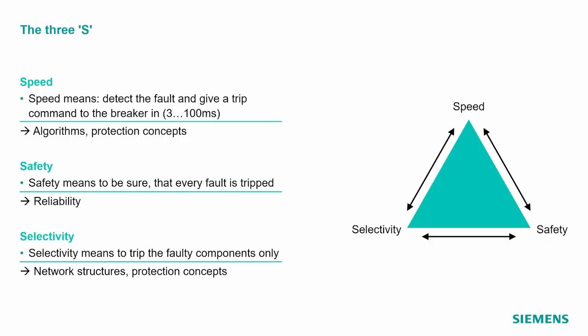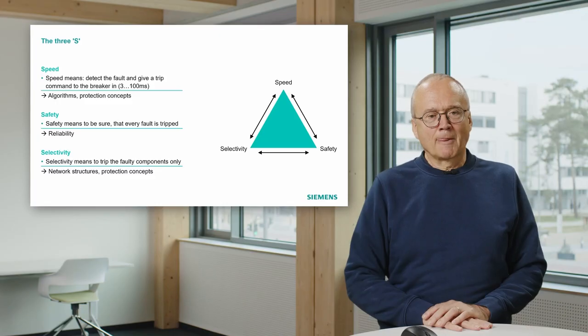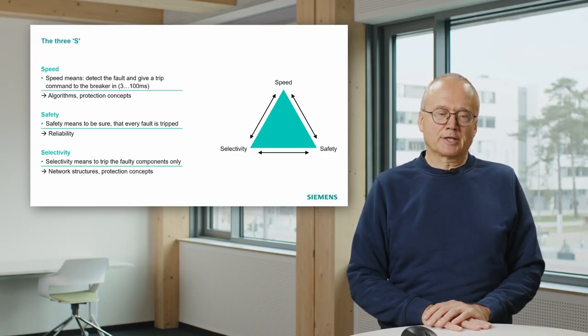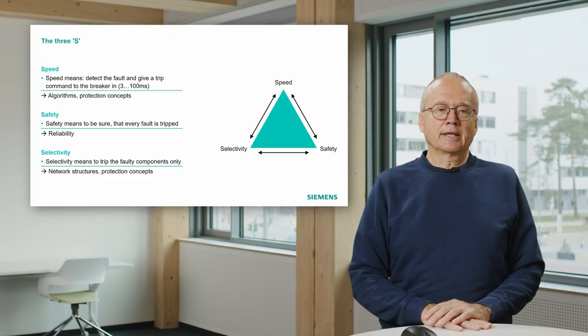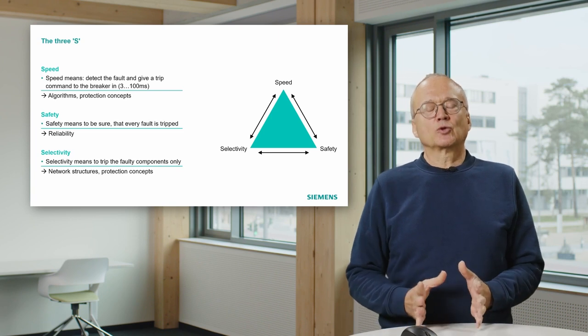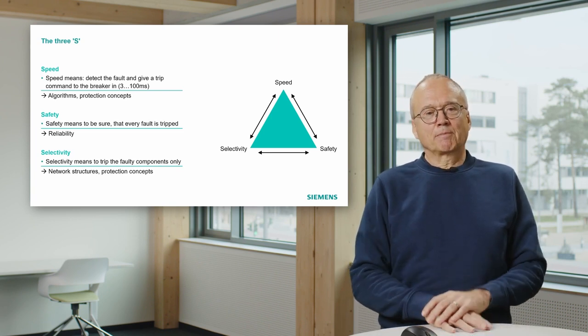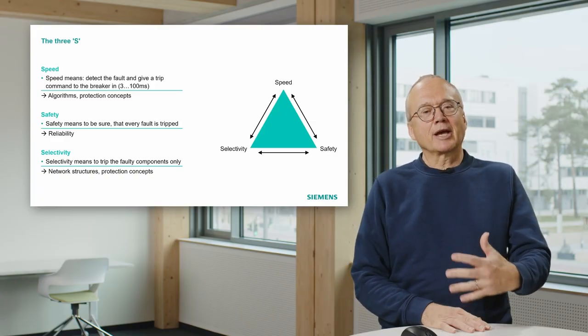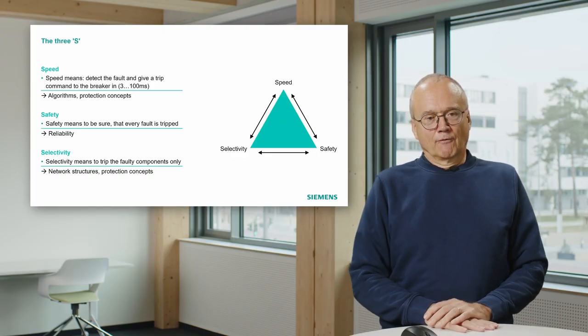Getting enough speed is, on one hand, a question of the algorithms. That means on the manufacturer side, developers have to invest brain into fast algorithms, especially for the high voltage, extra high voltage levels. But speed is also influenced by the protection concepts. And you will see in the second part of this webinar that we sometimes have to do compromises when building up the protection concepts, which will lead to delayed tripping. That means we have to reduce speed for some reasons.